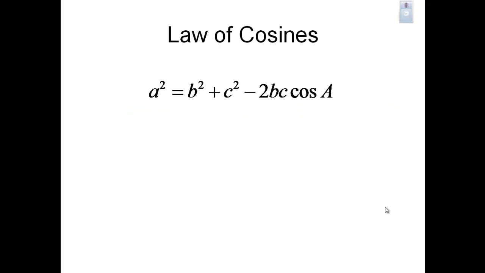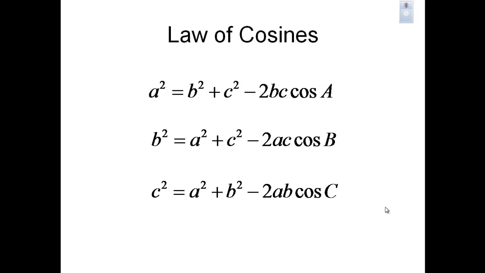So your formula sheet looks like this. One for solving for A with cosine of A, one for B with cosine of B, and one with C and cosine of C. So if you wanted to find a missing side, it'd be great because it's set up for a squared, b squared, and c squared. But it's not so great set up to find an angle.